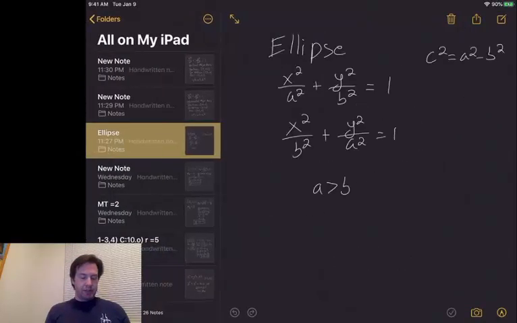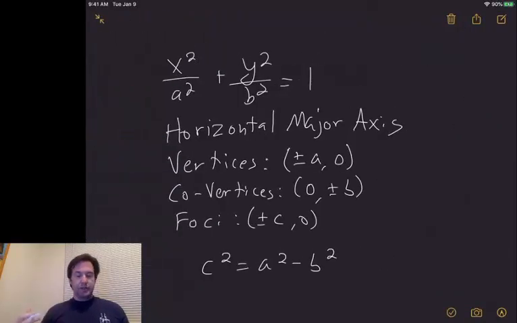So as I said, we have two types of ellipses. When a is in the denominator underneath x, then we'll have a horizontal major axis. Our vertices will be at positive or negative a comma 0. What are referred to as our co-vertices will be at 0 comma positive or negative b, and our foci will be at positive negative c comma 0. Once again, we get c from the equation c squared equals a squared minus b squared.